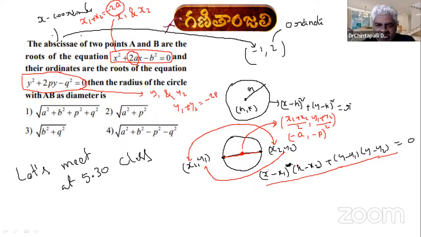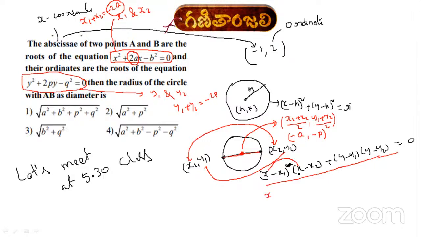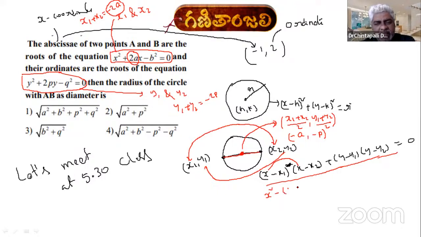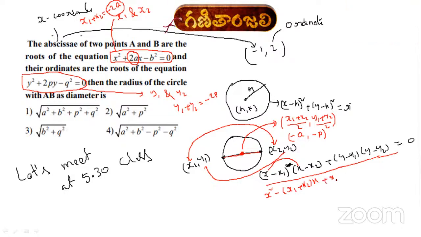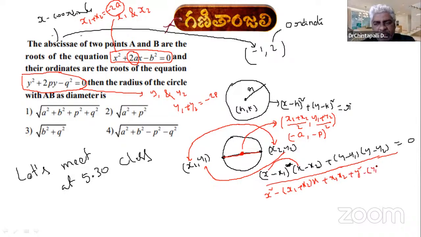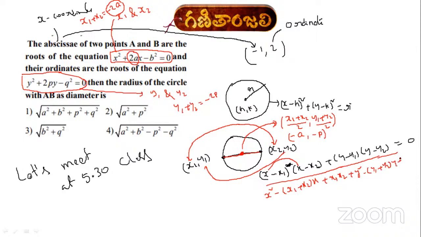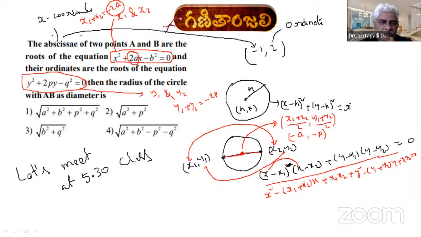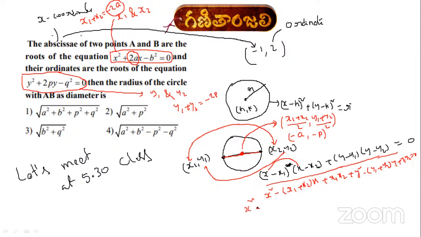x into x, x square, minus x1 x, minus x2 x. So it can be written as x1 plus x2 times x, plus x1 x2. Similarly, y square minus y1 plus y2 times y, plus y1 y2 is equal to 0. Jyoti, you are not saying anything. Now tell me what the equation will be. x square minus, what is x1 plus x2? Minus 2a, so it is plus 2ax.